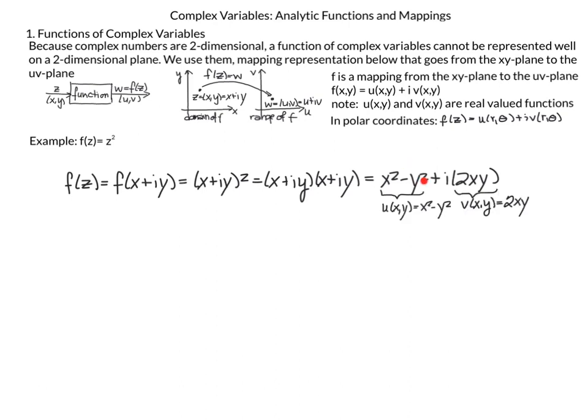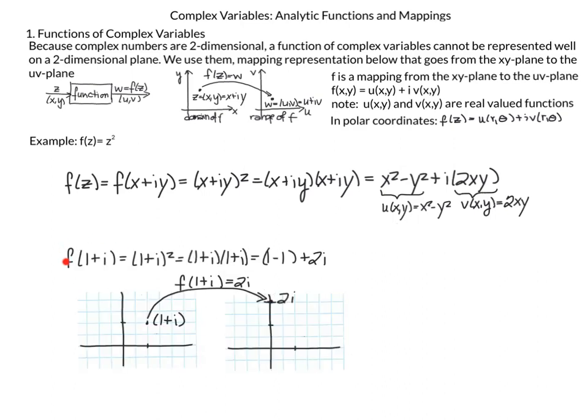Here you can see that the x squared minus y squared is the real portion. So our u of xy is equal to x squared minus y squared. And then here we have v of xy is equal to 2 times xy, which gives us our imaginary portion of f of z. But you'll notice that u and v are now, because they're dealing only with x and y, real valued functions. To give a numeric example, let's say z equals 1 plus i.